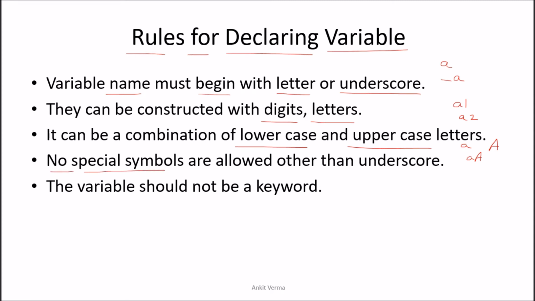No special symbols are allowed other than underscore. Means you can take underscore a, that is totally correct. But if you want to say star a, that is not a valid variable declaration. So that is incorrect. A variable should not be a keyword. If you say void is my variable, it is totally incorrect, because that is a keyword.